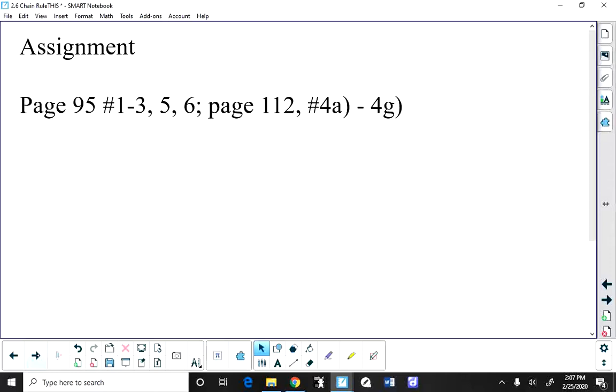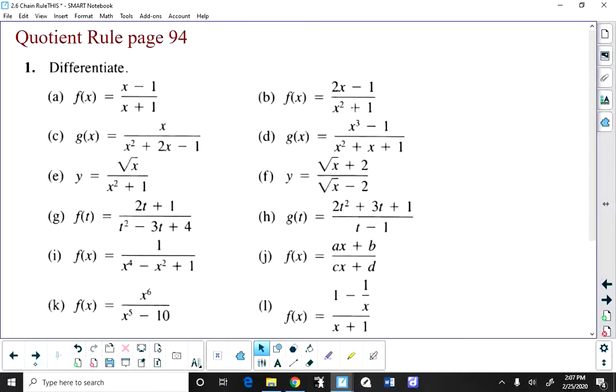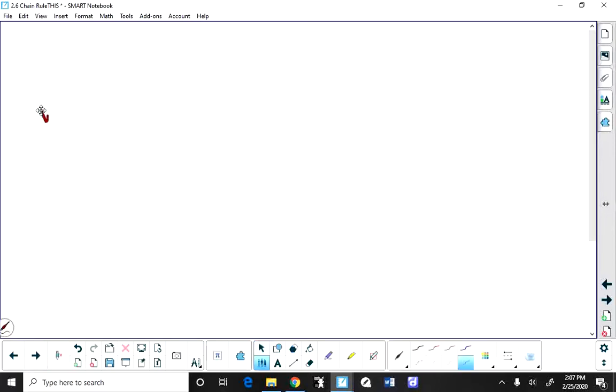1e. So we have root x over x squared plus 1. So before I go on, Enrico, just to check, is that the question you're talking about? Yeah. Okay. So I have to use the quotient rule here.